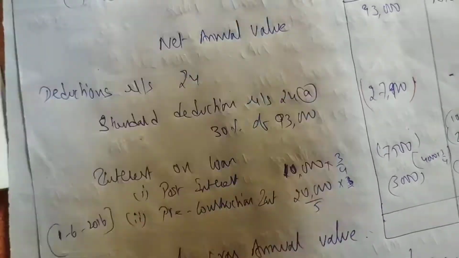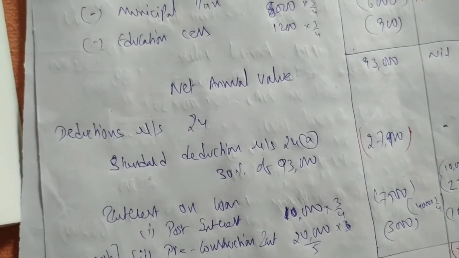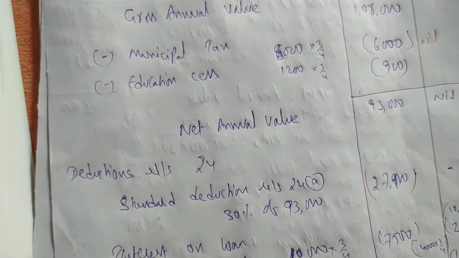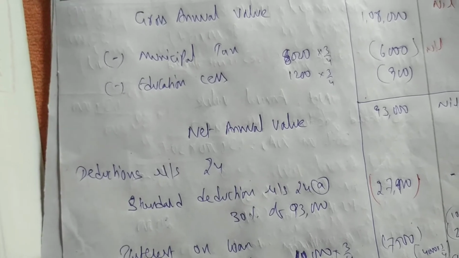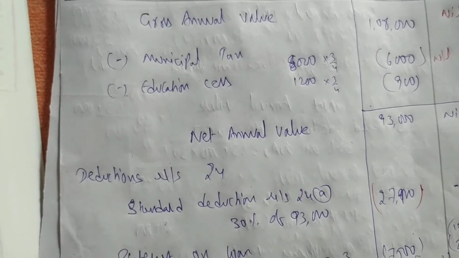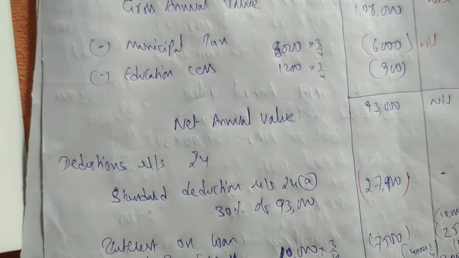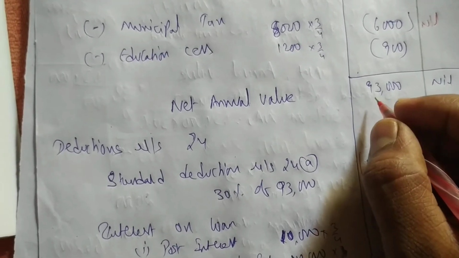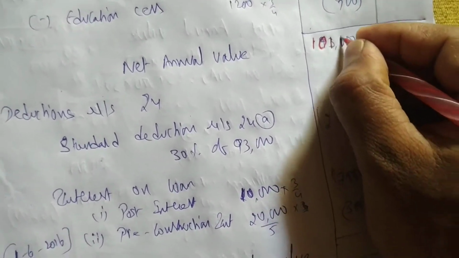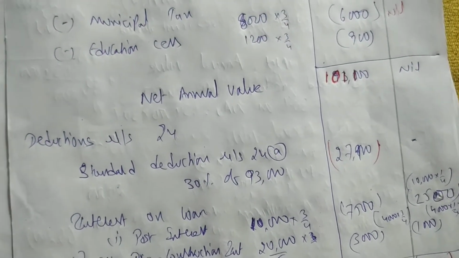1,10,000 into 6,900. Oh, reductions are 8,000 minus 6,000 minus 900. This is 1,01,100. Calculation mistake. 1,01,100.